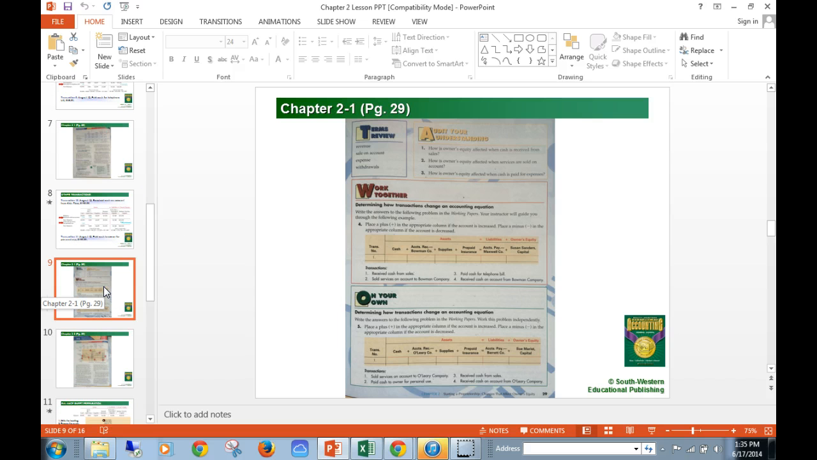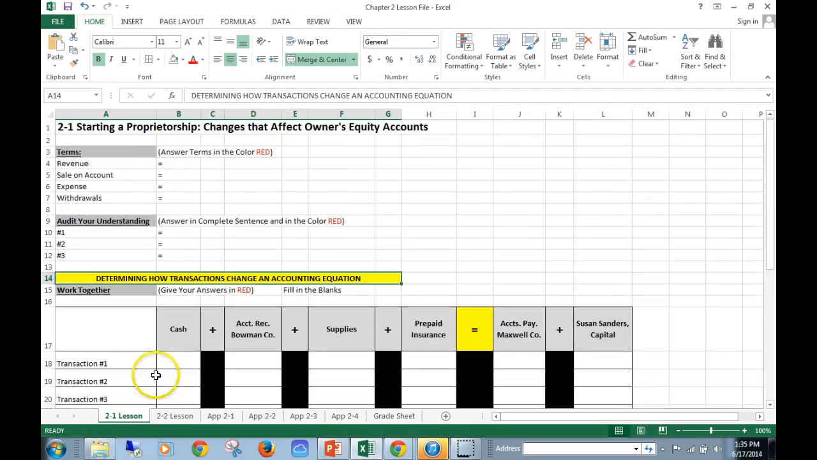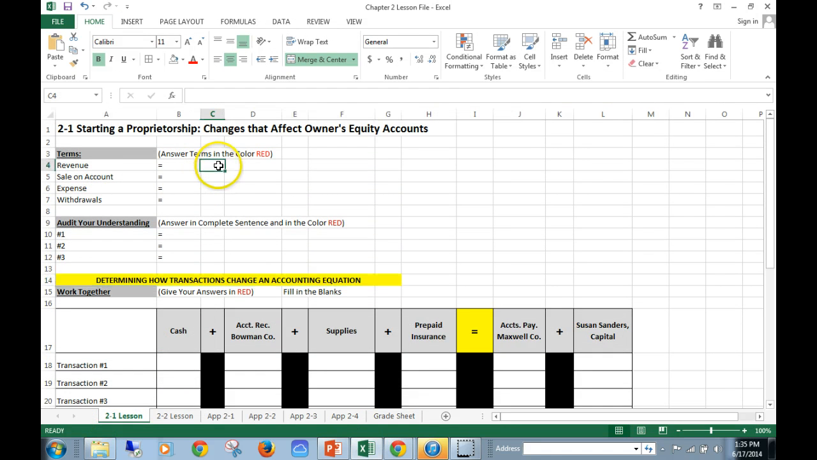Let's talk about page 29 here. 2-1 terms review. Again, revenue, sale on account, expenses, and withdrawals. Make sure that you have that once you've downloaded the file. You can put them right here, and it should go in red for you. Answer all the way across. Fill out each term here on this form. Make sure that you save it. And then also the audit your understanding, put it right here, run it all the way across, and make sure that it's in complete sentences, please.